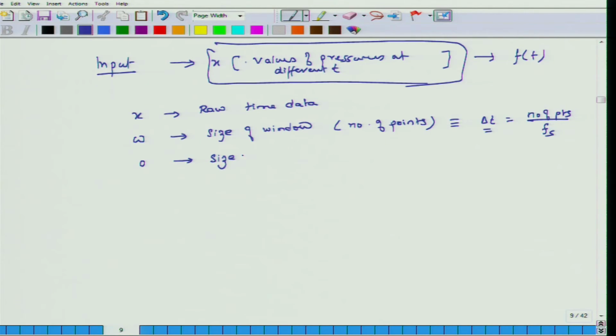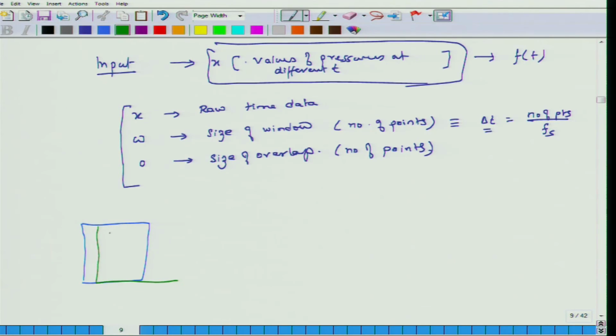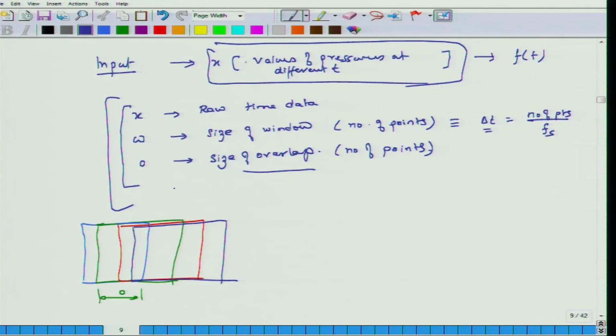This is size of overlap. Okay. And this is again in terms of number of points. So you can have window 1, then your second window can be like this. So whatever are the number of points in this range, that is your overlap size. This is your O. Then your third window could be this. Your fourth window could be this. And so on and so forth. So overlap, size of window, all these are specified, at least in context of MATLAB, in terms of number of points.